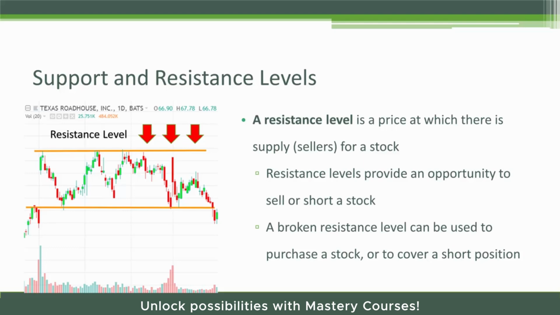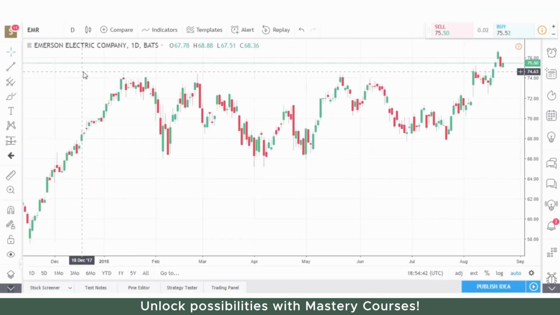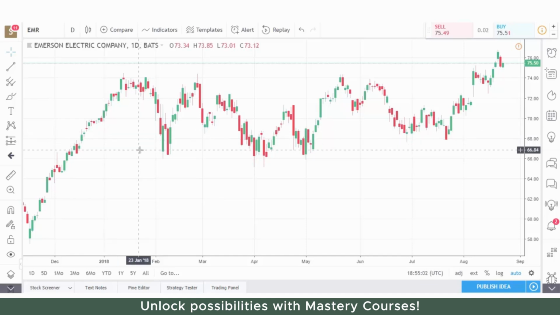Now let's look at an example of support and resistance and how we draw support and resistance lines. For example, we're going to use Emerson Electric Company, or EMR. As you can see here, we're looking at a daily chart, but support and resistance levels work on all time frames. As I said earlier, the longer the support or resistance level has been in place, the stronger that level will be. First, we're going to look at support.